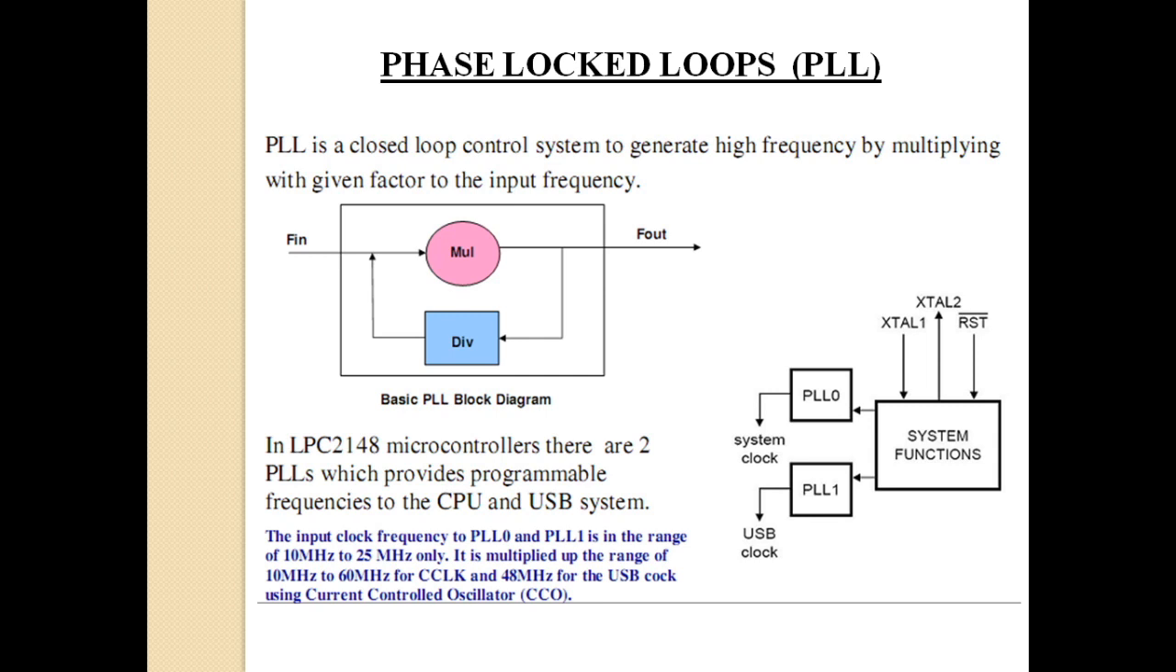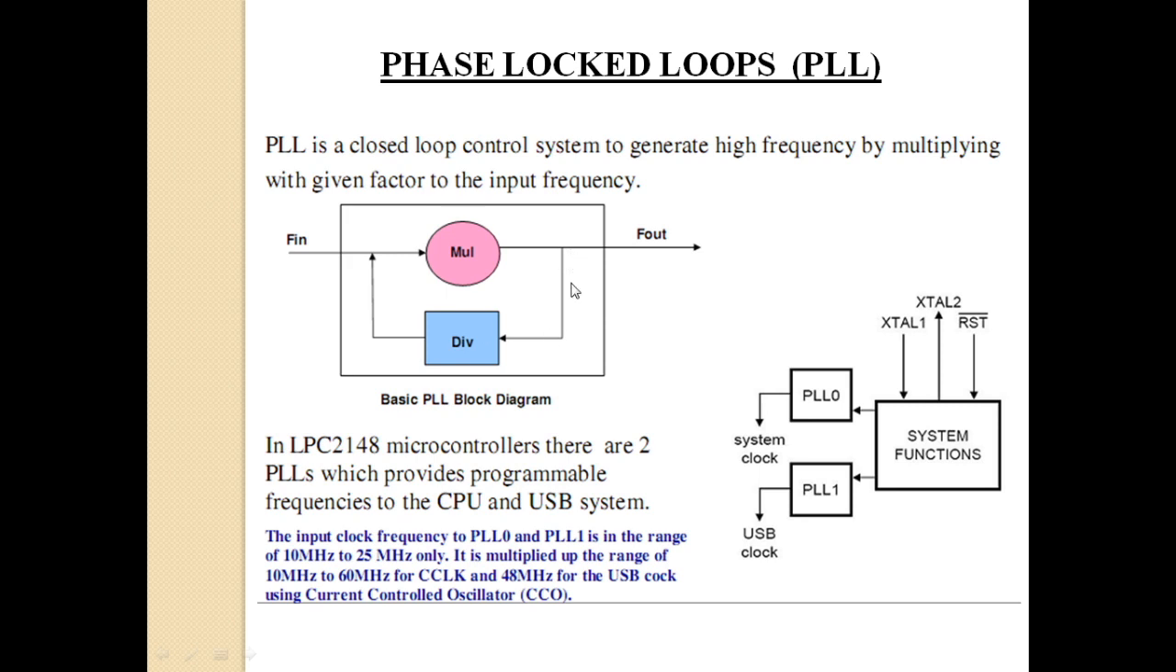So this is a PLL. PLL is used for multiplying the clock. How is the clock getting multiplied? Internal to the PLL, there are two sub blocks known as the multiplier block and the divider block.